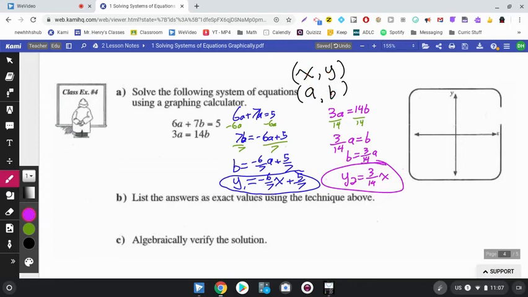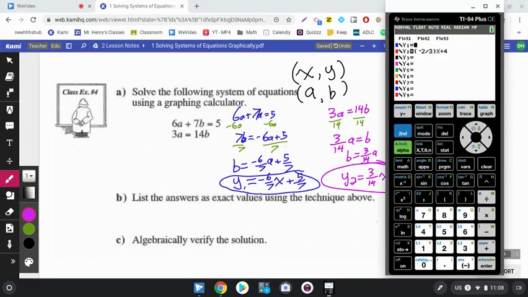I just need to make them x's and y's for my calculator. Okay, let's graph it. Go to my calculator, go to y equals. Hit clear. y1, bracket, negative 6 divided by 7, close the bracket, x plus bracket 5 divided by 7, bracket. Okay, great. y2, another fraction, 3 divided by 14, bracket. Make sure you're closing that bracket.